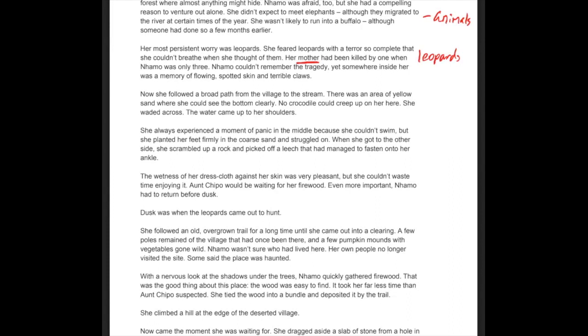Likewise, this paragraph up ahead talks about a broad path from the village to the stream. A stream is like a small river. So here I would just write stream, or even river if you needed further clarification. So that's pretty much the process I would go through as I'm reading it. I might even underline some other key words or key phrases as I'm going through it.